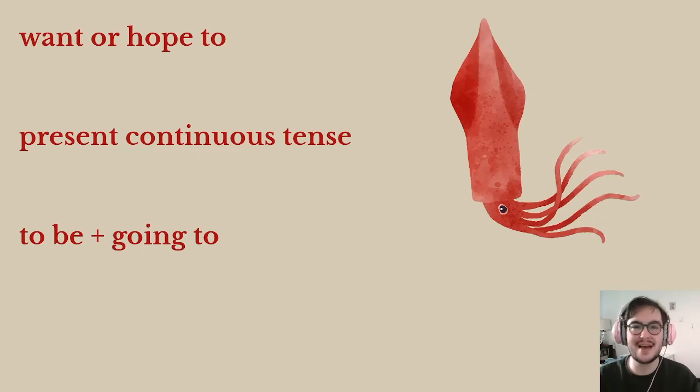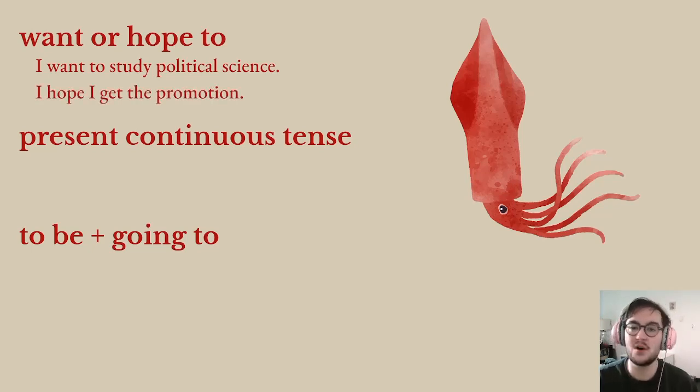We don't always have to say I want to. You could say I want or I hope. That's a very simple way. I want to, and then the verb, study political science. I hope I get the promotion, getting a raise at work, getting a promotion at work.